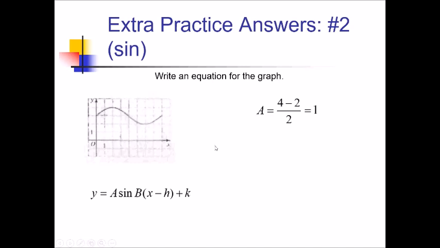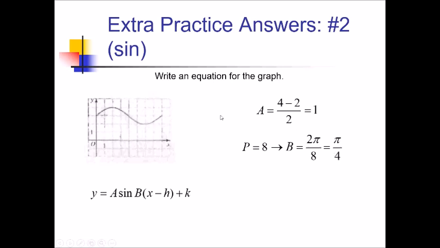For the b value, I need to find first the period and then divide 2 pi by that. So the period, it looks like this is actually exactly 1 full cycle of the graph. So how far are we going? Well, our x-axis grid lines are going by 1s. And it looks like we're going 8 grid lines to the right for that whole period. So that's going to be 8 for the period. The b value then will be 2 pi divided by 8, which I can simplify to pi over 4.